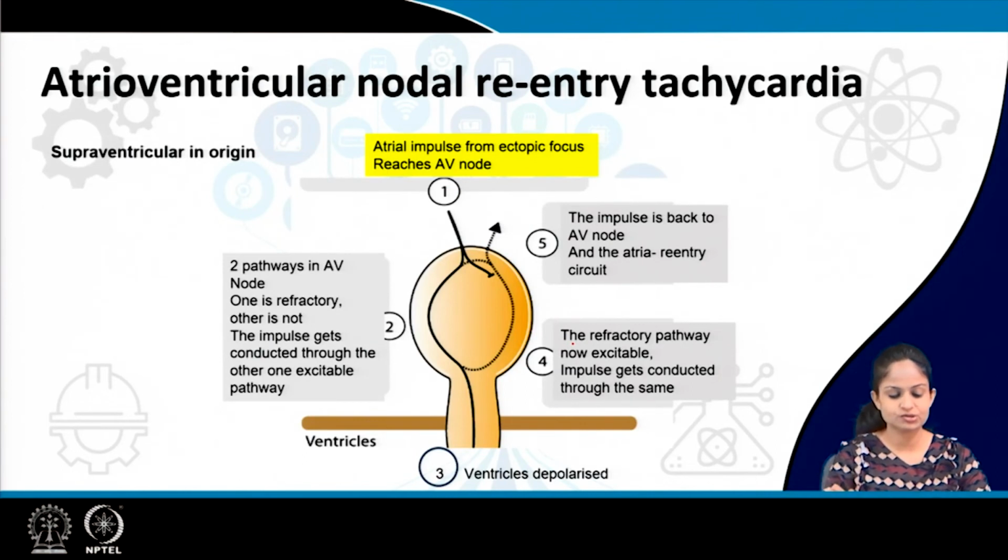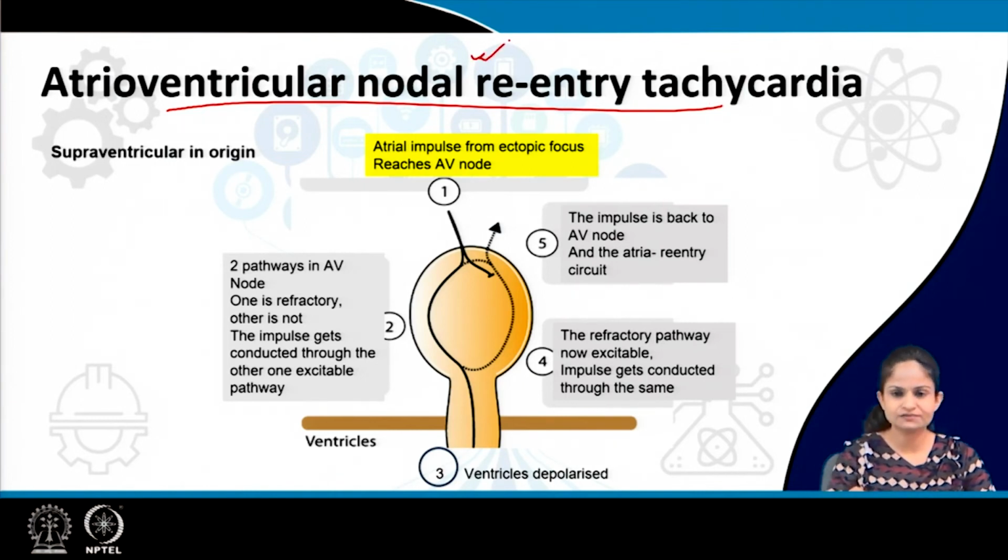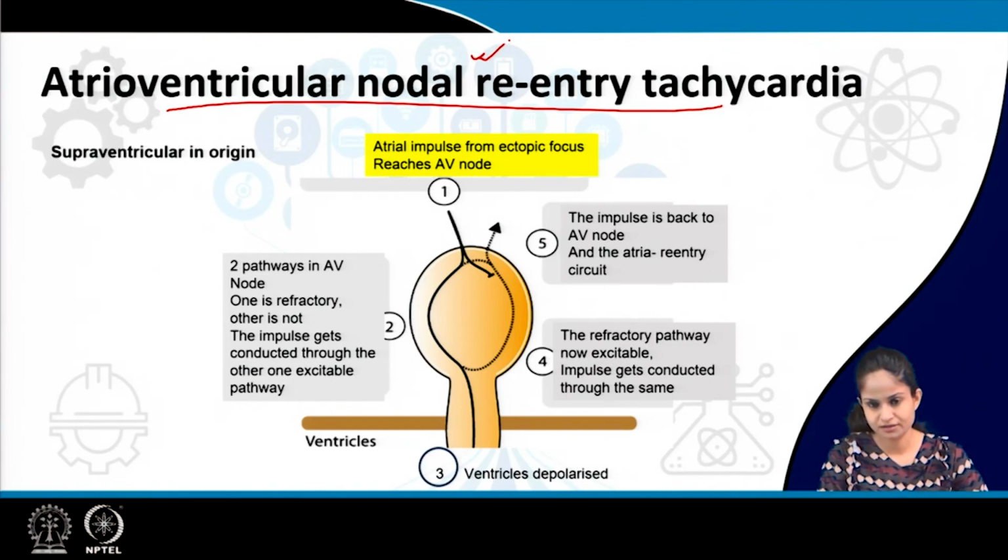Now, we come to the atrioventricular nodal re-entry tachycardia. This is not to be confused with atrioventricular re-entry tachycardia. This is nodal re-entry tachycardia; that was Wolff-Parkinson syndrome, that is AVRT. This is occurring at the level of the junction, and AVRT was occurring at the level of the atria, because of the internodal pathway, the accessory pathway.